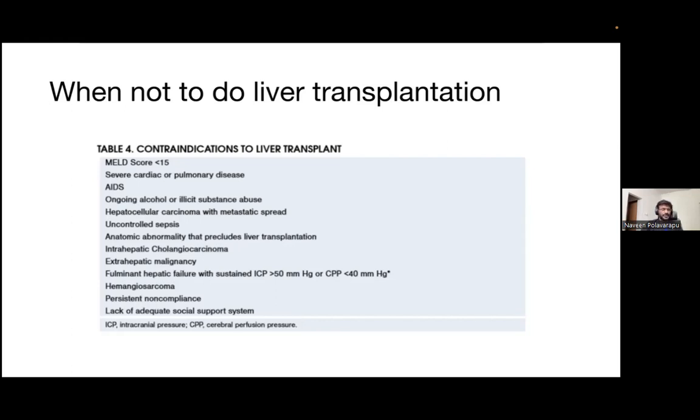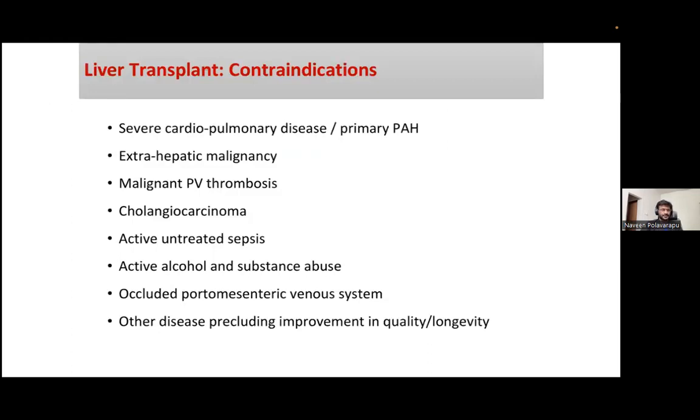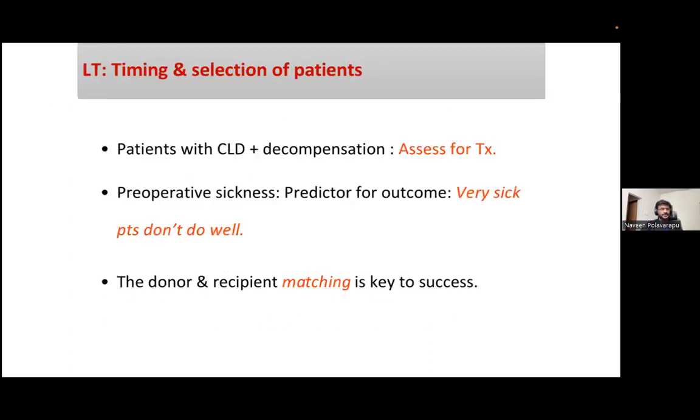So any intrahepatic cholangiocarcinomas, extrahepatic malignancies, fulminant hepatic failure with very high intracranial pressures of more than 50 mmHg, hemangiosarcomas, all these are contraindications for liver transplantation. The same thing which I mentioned here.